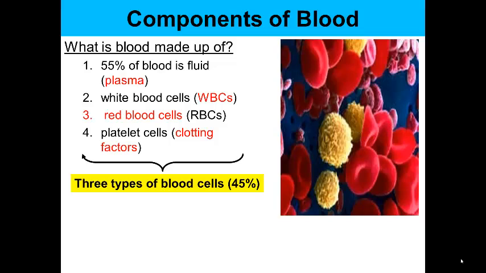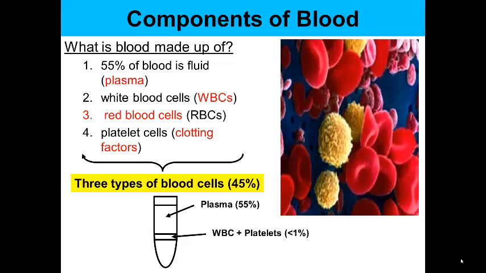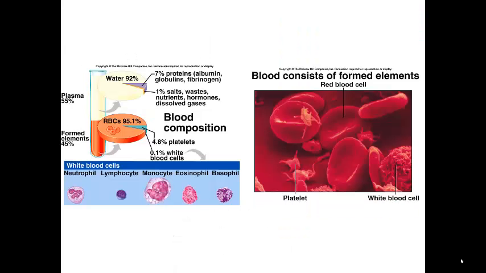All of these three types of blood cells consist of 45% of the blood volume. 55% of the blood volume is plasma. If you were to put it in a centrifuge, what you would find is that plasma would float to the top. It's the lightest. That's about 55% of what you find. Then you would get a less than 1% band of white blood cells and platelets, followed by about 45% of the blood volume as red blood cells.